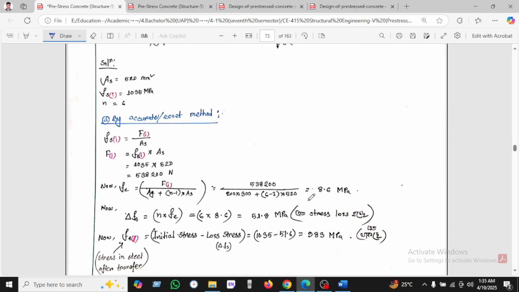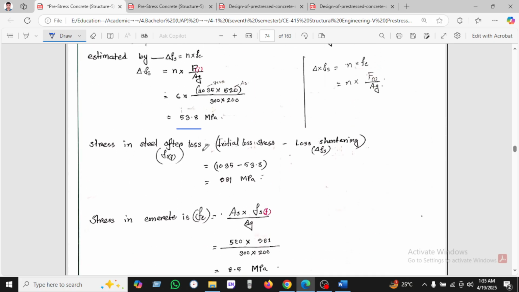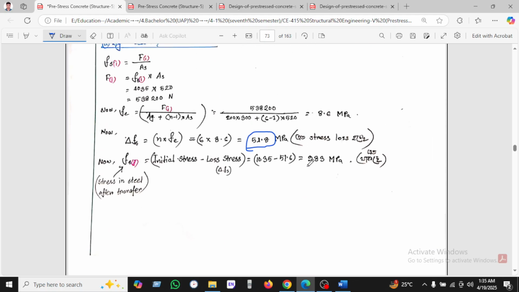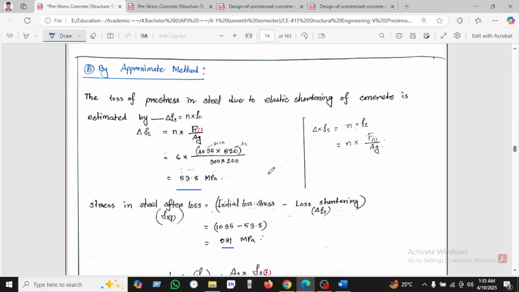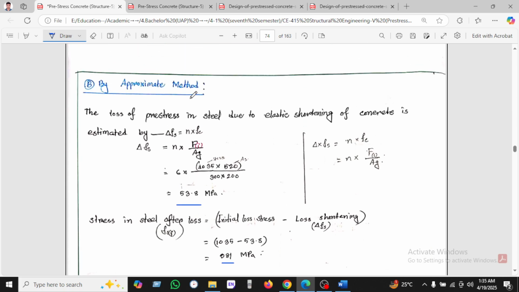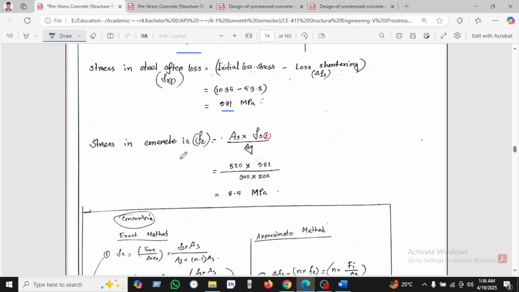On the other hand, we found 51.8. So these are very similar. And after the steel losses, we found 981, and here we found 983. So these two values are very close. So I can recommend that we avoid the approximate method and use the accurate, exact method. Okay, so the stress in concrete, which is Fs equals As into Fc into Ag, we found 8.5.